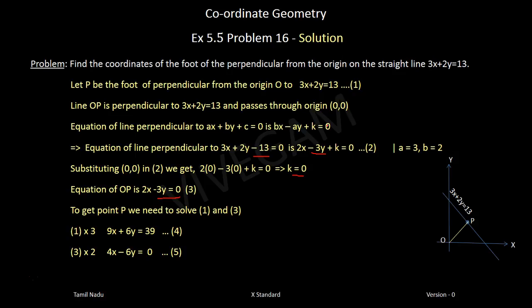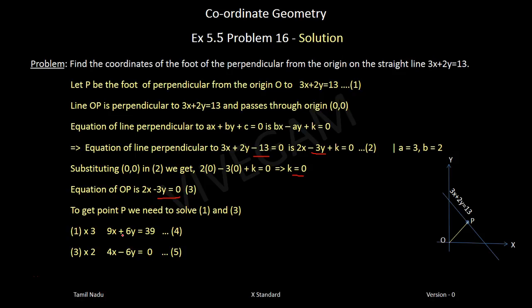So here it is minus 3y and this is 2y. So you'll have to multiply this by 3, you will get 6y, and this equation by 2, you will get minus 6y, right? Then when you add, minus 6y plus 6y will get cancelled. So 9x plus 4x will be 13x, and that will be 39, right?